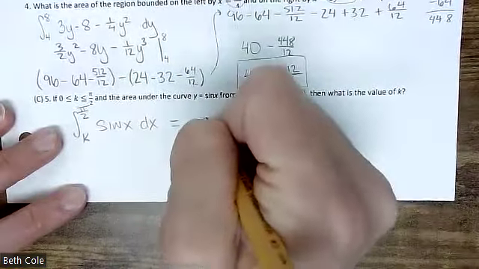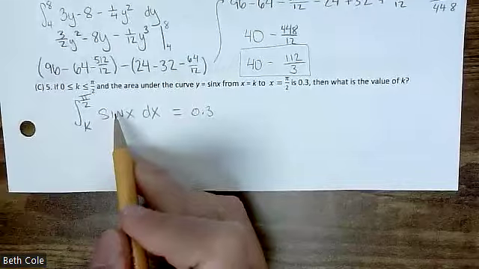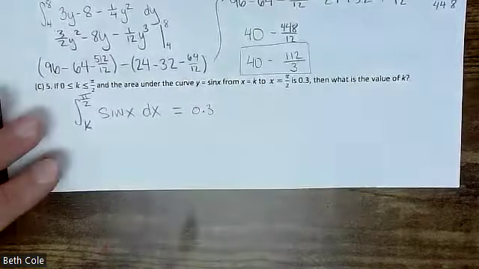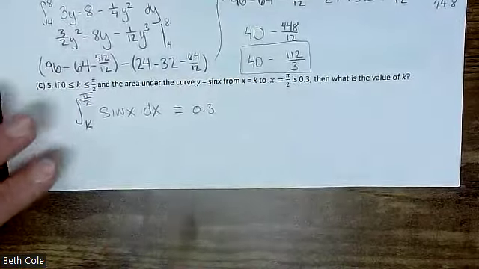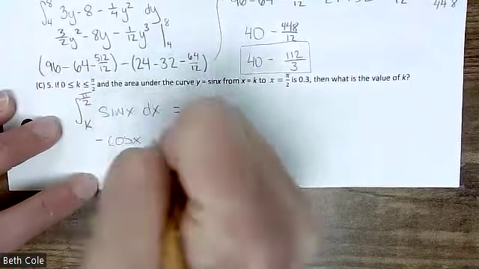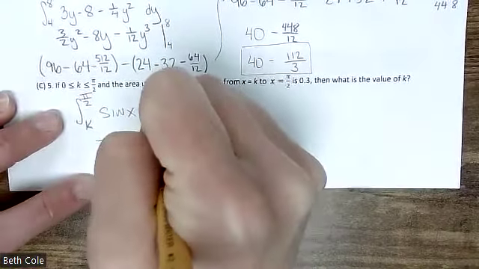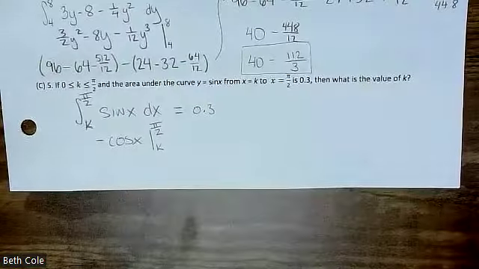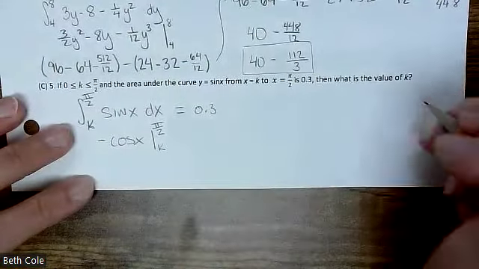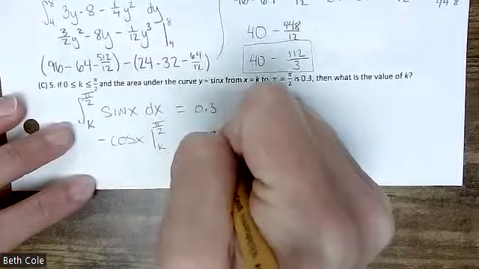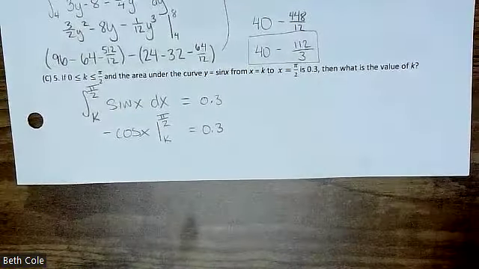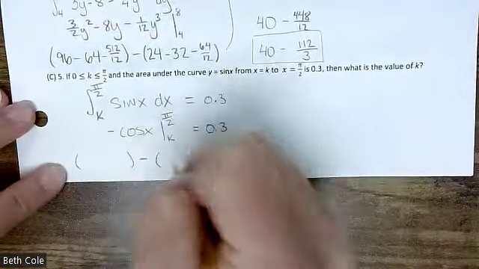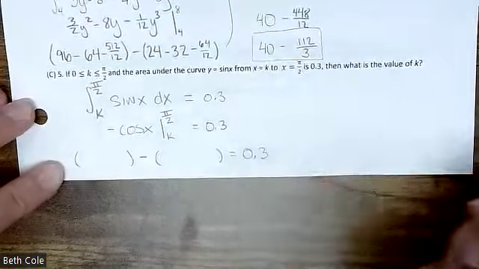Equals 0.3. Now you have to do the antiderivative. What's your antiderivative of sine? Be really careful. Good. Negative cosine, evaluated from k to pi over 2, whatever k is. Isn't k what we're looking for? Yeah, k is what you're looking for. And then fundamental theorem of calculus: it's upper minus lower.